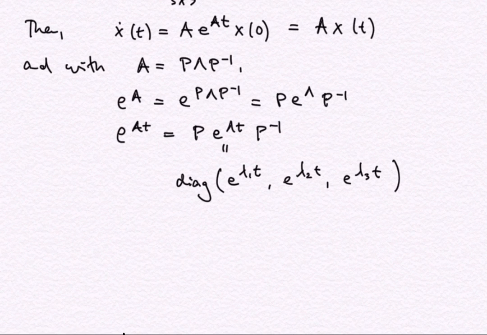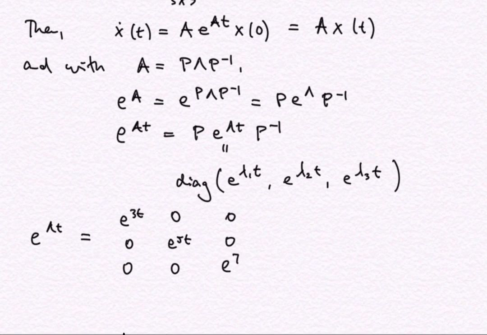Yeah? So here in our concrete example, e to the Lambda t is the matrix e to the 3t, 0, 0, 0, e to the 5t, 0, 0, 0, e to the 7t.